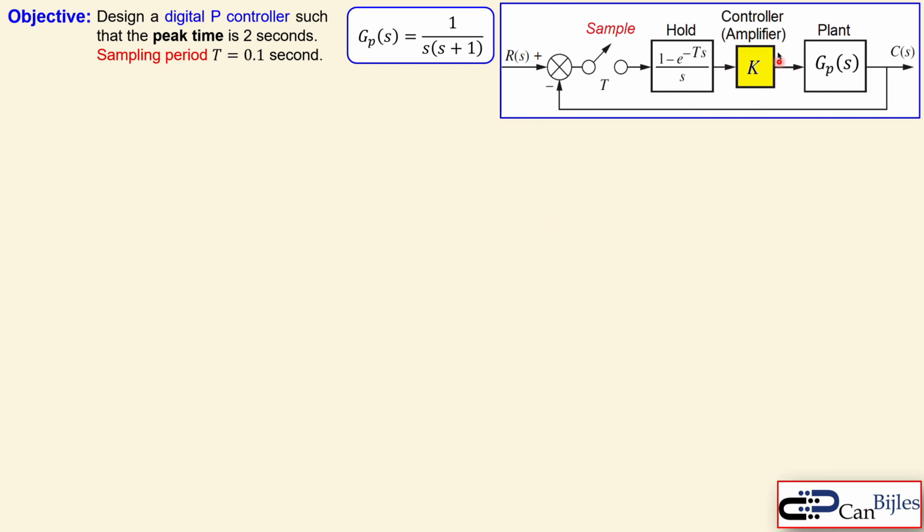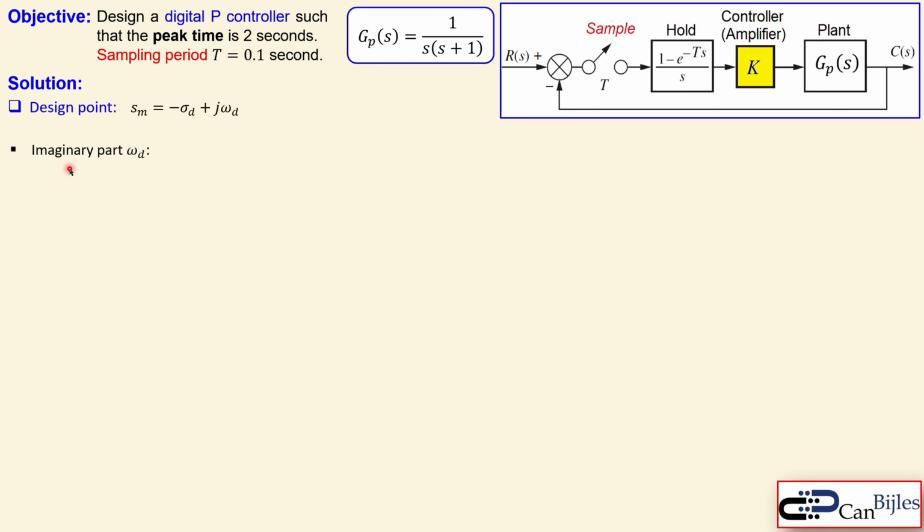So we'd like to now know what this value of the amplifier gain K is. So we need to design this. So let's look at our solutions. First, as said, we look at the design point and we start with the S domain representation. Now we know the peak time must be 2 seconds. So the S domain representation for the design point has a sigma d, which is our real value, and omega d, which is our imaginary value.